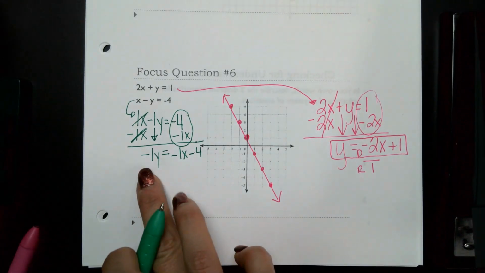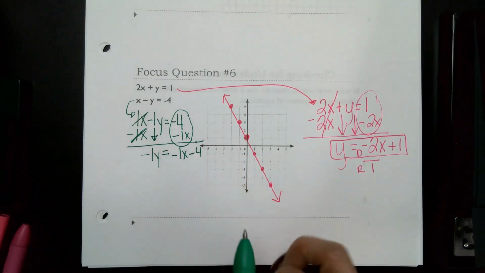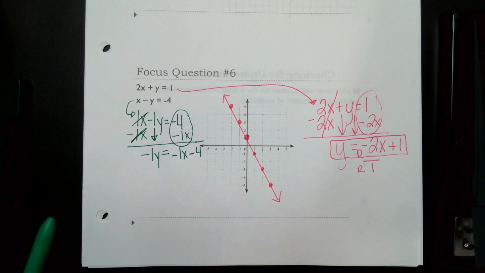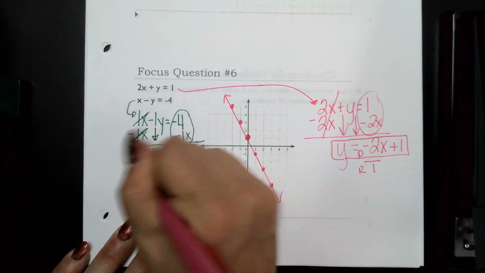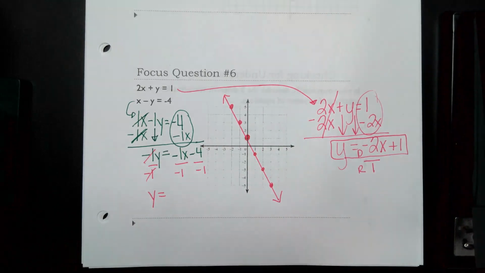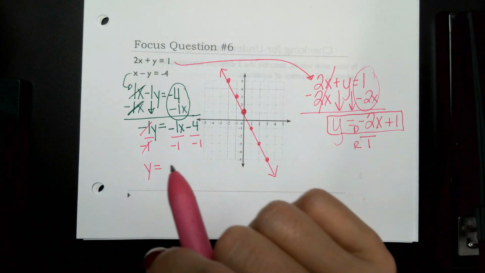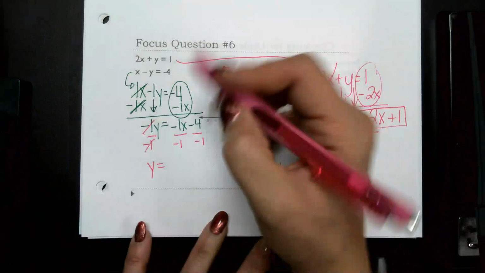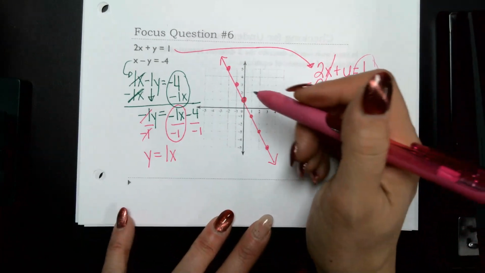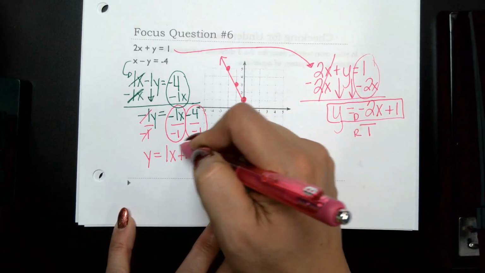Now, if this were a positive 1, you would not have to divide because dividing by positive 1 never changes anything. But if it's negative 1, we have to do the division step because that will change. Dividing by negative 1 just changes the signs. So instead of a negative 1x, it becomes positive 1x. And instead of negative 4, it becomes positive 4.